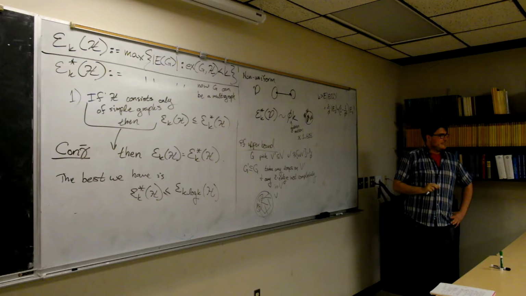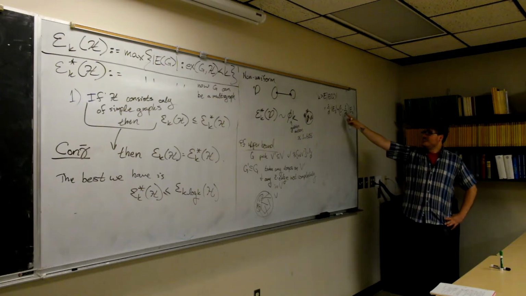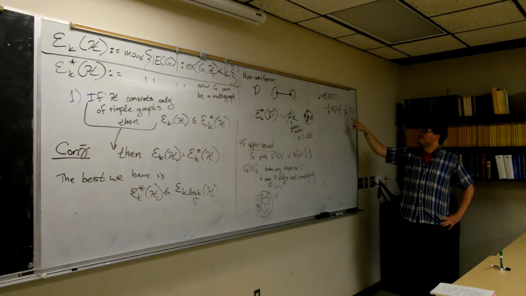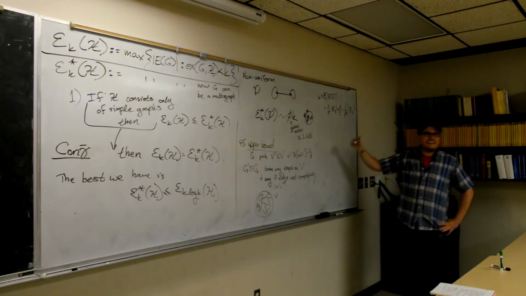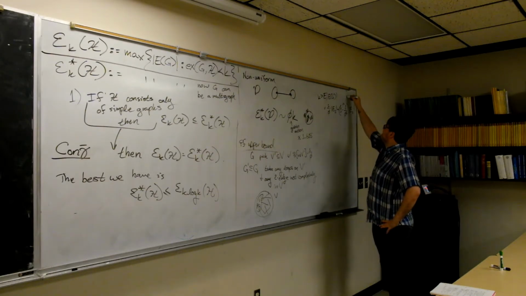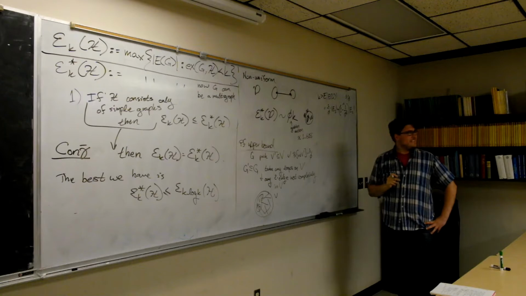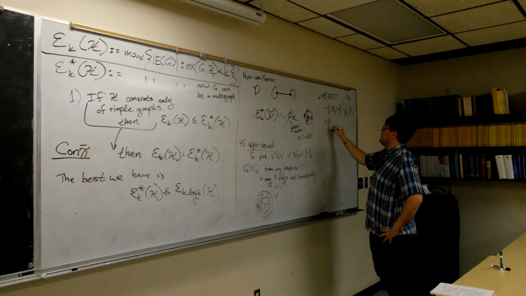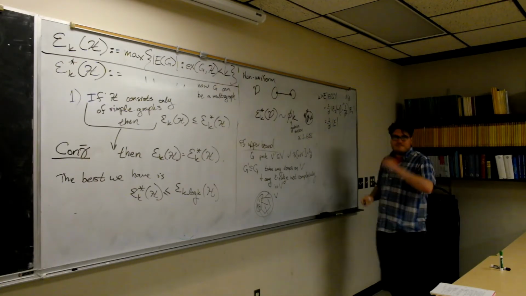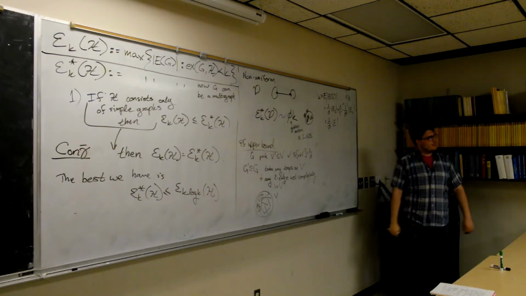Now, if you think back to your definition, at least the little phi, 1 minus 1 over phi squared is 1 over phi. And that's why the golden ratio pops out. This is times the total number of edges. We're good. It is an upper bound as well.